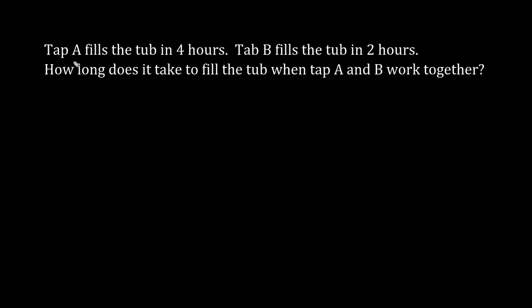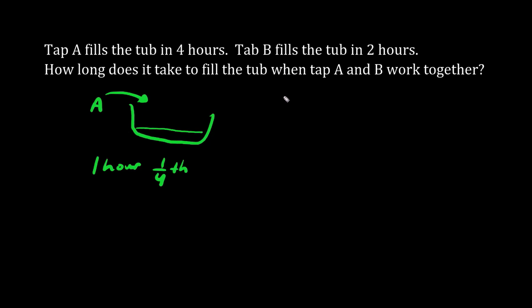So alone, tap A takes 4 hours to fill the tub. So this means that in 1 hour, only 1/4 of the tub is filled. Tap B alone fills the tub in 2 hours. So in 1 hour, tap B will fill 1/2 of the tub.